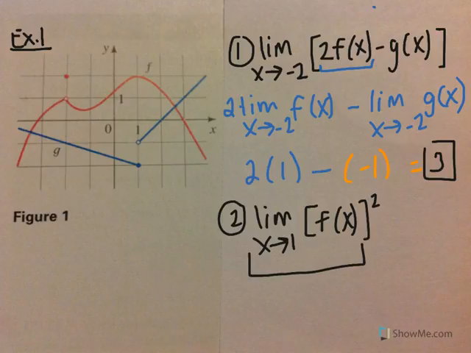Here's f of x, the one in red. When I come towards 1 from the left, it looks like it's 2, and then I come in from the right, it's 2 as I approach 1. So the limit is 2, and then I just get 2 squared, which is 4.